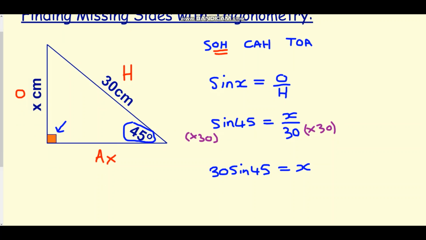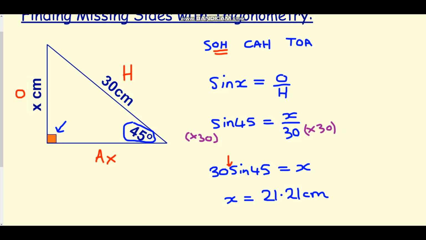Then if you put 30 sine 45 into your scientific calculator, you get that x is equal to 21.21 centimeters to 2 decimal places. If you're having trouble getting that on your scientific calculator, it might be that you have to put in between the 30 and the sine 45 a little multiply sign. So you might have to write down 30 times sine 45 is equal to x.